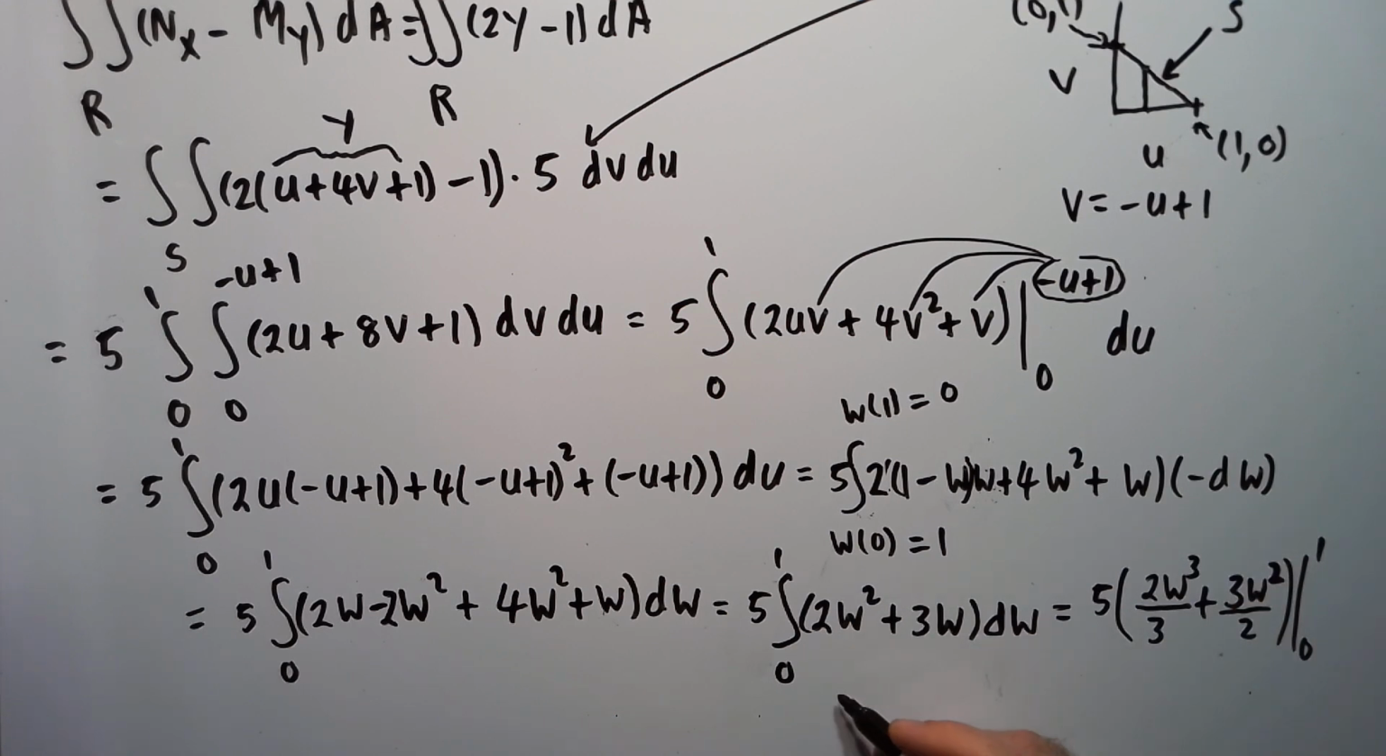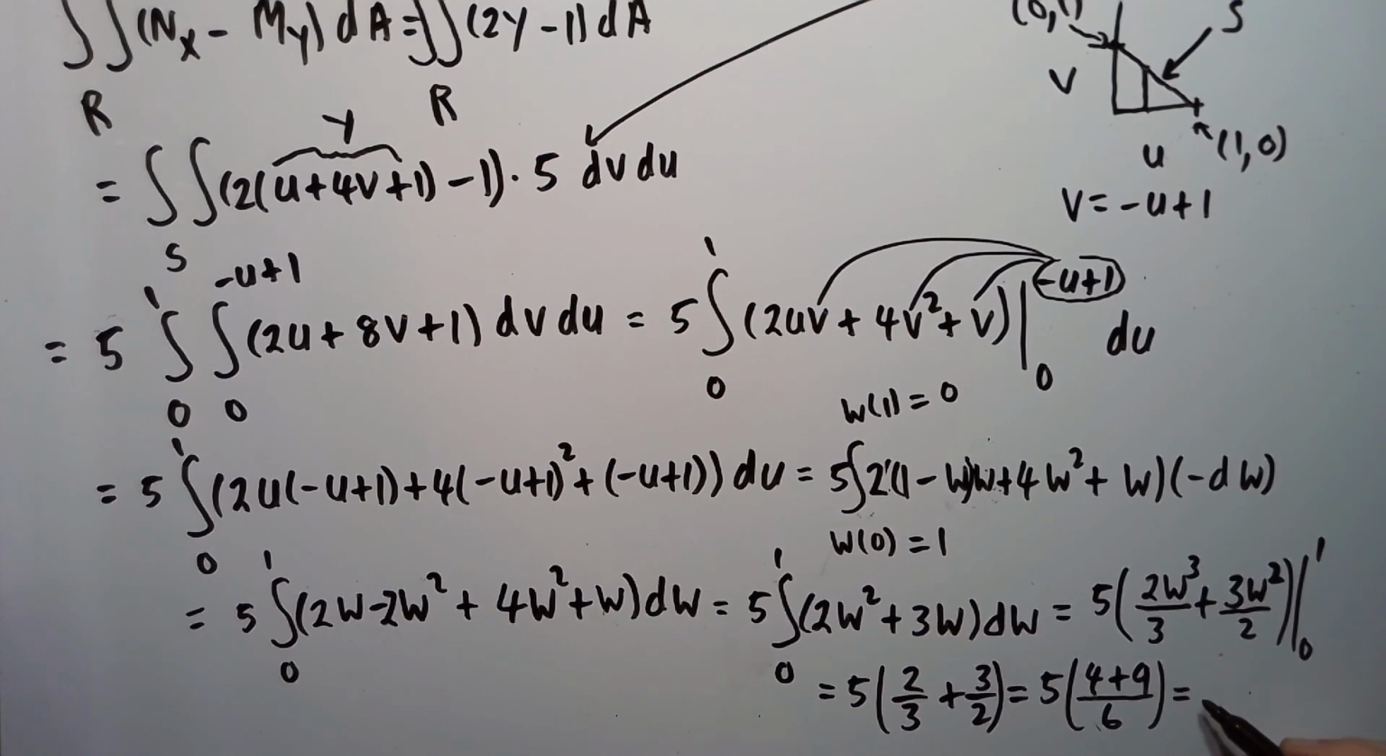Okay, so then plugging in 1, we get 5 times 2/3 plus 3/2, which can be written as 5 times 4 plus 9 over 6. It's 13, so 13 times 5 is 65 over 6. And that's the same answer we got doing the line integrals. So we verified Green's theorem. We showed the line integral side equals the double integral side. So we're done.